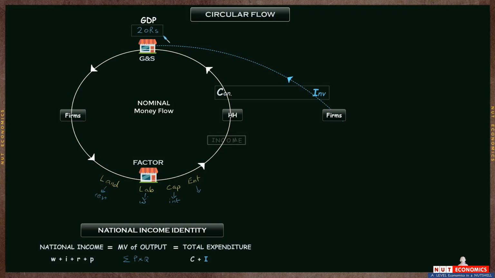Now, the equilibrium will stay at this level, and I want to make sure that you get it: in equilibrium, whether it is at 20 million or 20 billion or 20 trillion rupees, the national income will be equal to the market value of output, and that will be equal to the total national spending. That will always be true.